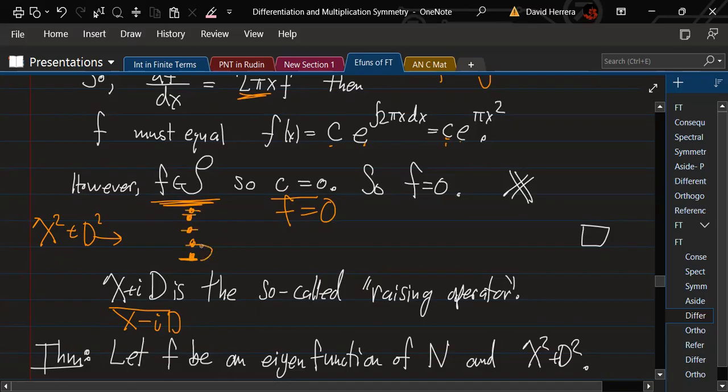The raising operators will move x squared plus ID up here. They'll move an eigenfunction down here with a certain eigenvalue up, and then you apply it again, and it goes up and up and up. The lowering operator does it in the opposite direction.